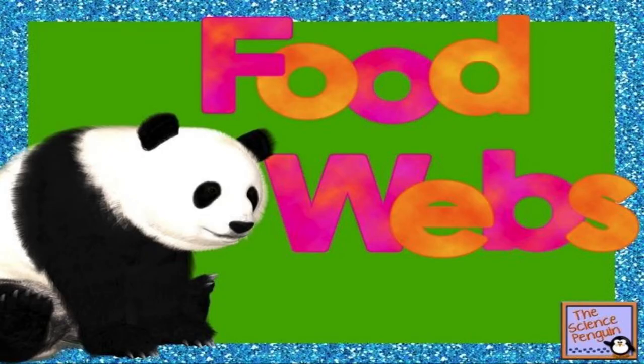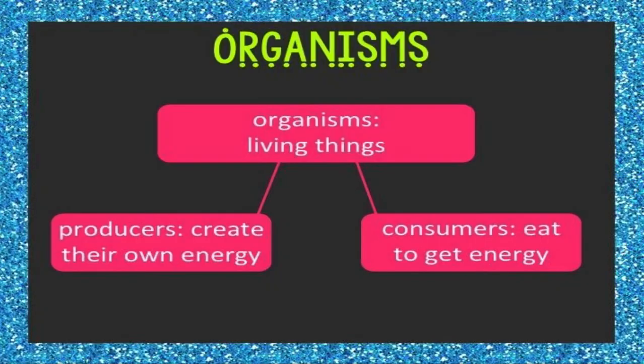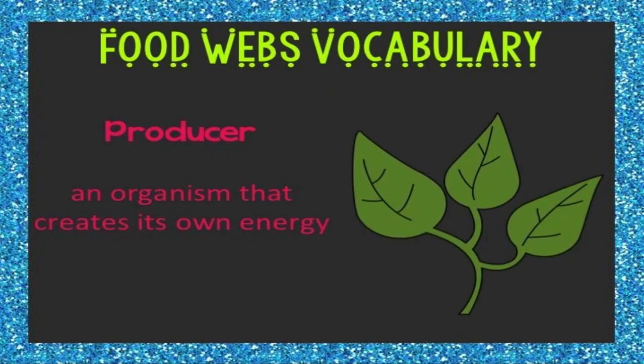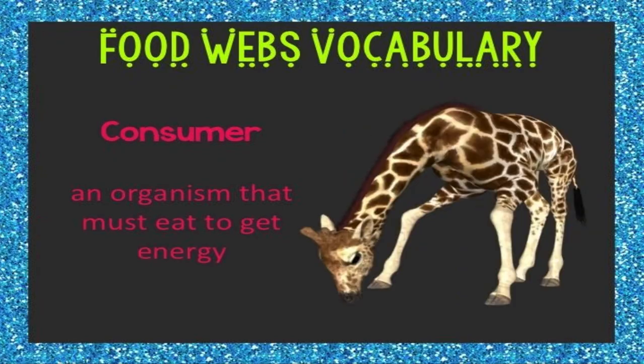Today, we are talking about food webs. Organisms are living things. Producers create their own energy and consumers eat to get energy. Those are two types of organisms. Our food web vocabulary: a producer is an organism that creates its own energy. A consumer is an organism that must eat to get energy.